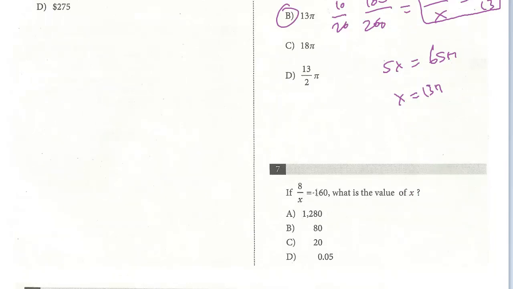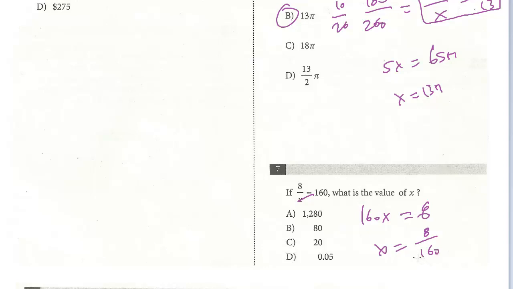If 8 over x equals 160, what's the value of x? So to solve for x, we can just multiply, or actually divide in this case, both sides. We could do 160x, right? We're just multiplying, equals 8.